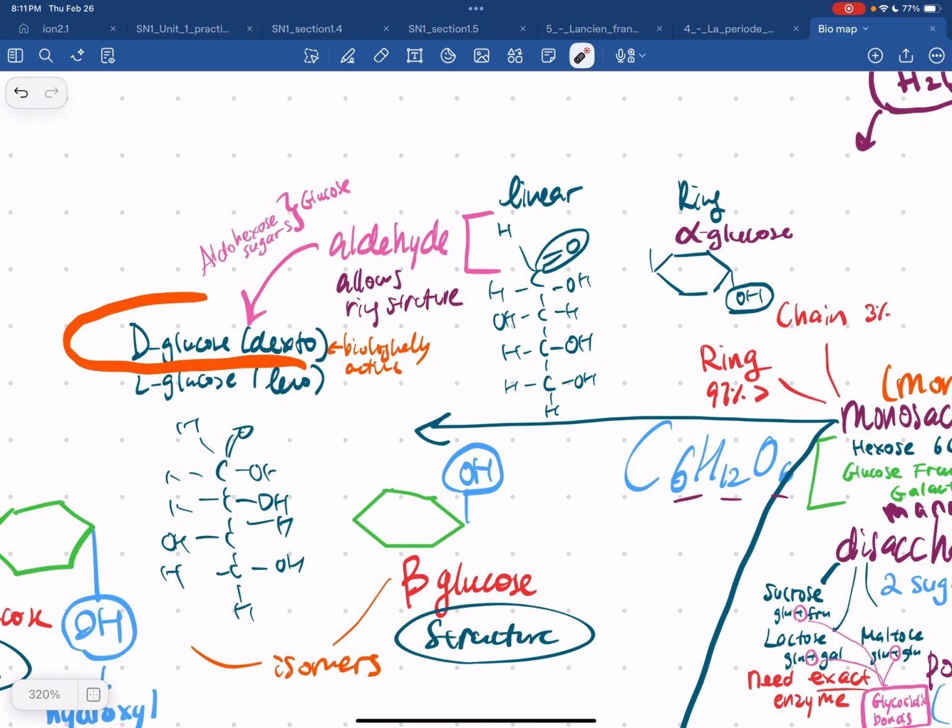And an aldehyde group is a CHO group that is very polar and dissolves in water, and that's basically the reason that they're hydrophilic, and they form rings in aqueous solutions.